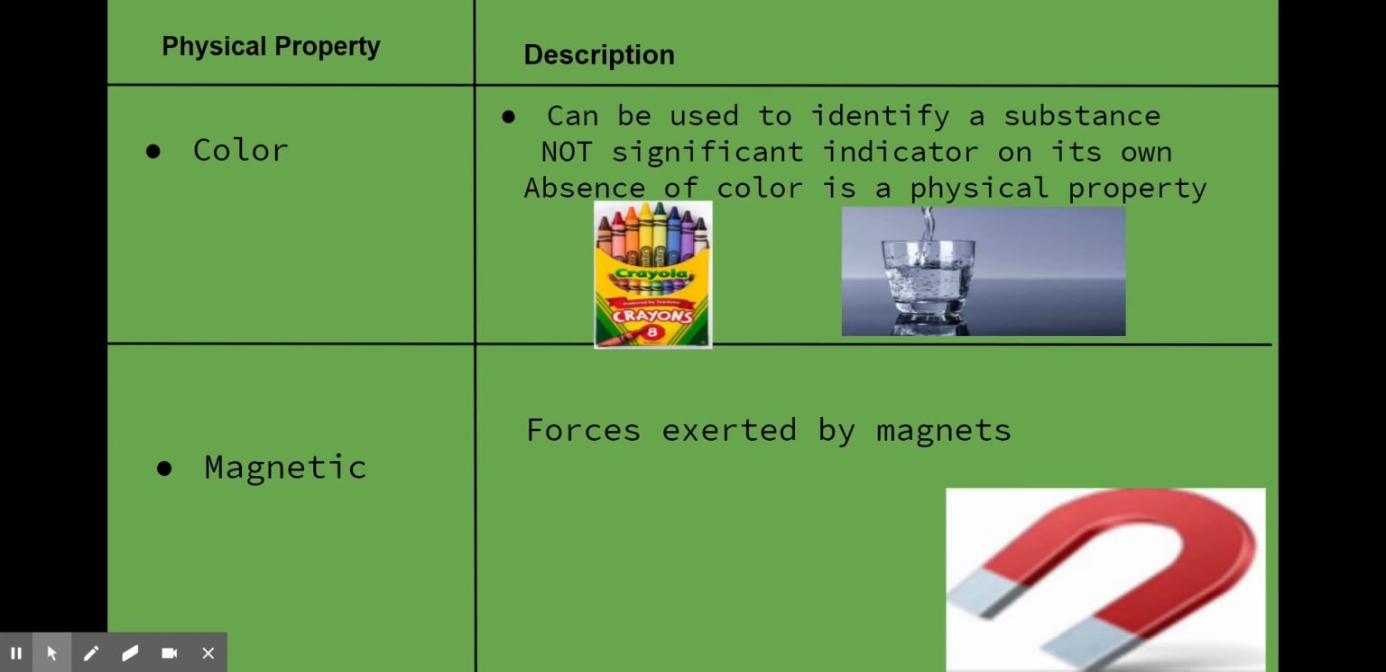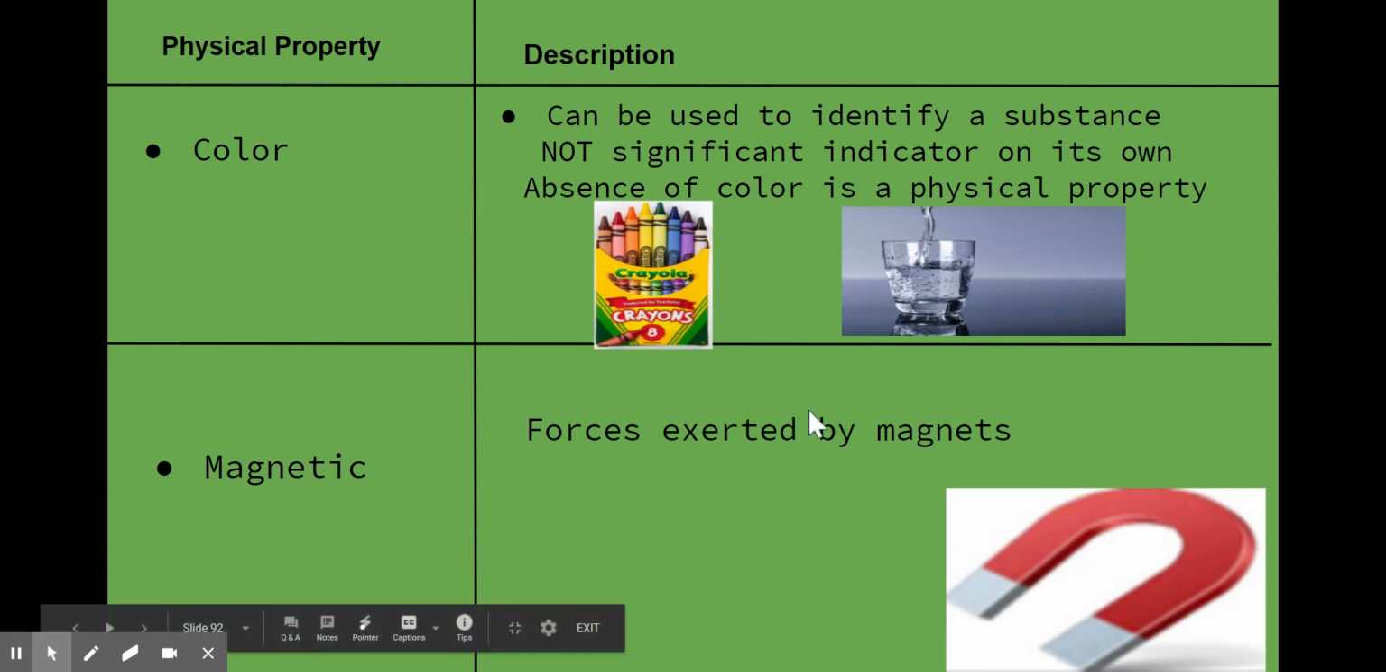Extra physical properties. Color. Color is kind of a tricky one. Color can be used to identify a substance, but it is not a significant indicator on its own. And the absence of color is also a physical property. I cannot emphasize color enough. It's important to say it's brown, it's green, it's orange, it's blue. But saying something is clear is also a physical property. For example, in this picture we might say, oh, it's water. But we know water is clear, but so is hydrochloric acid, so is vinegar. So we can't just identify something solely based on color. So color is a physical property.